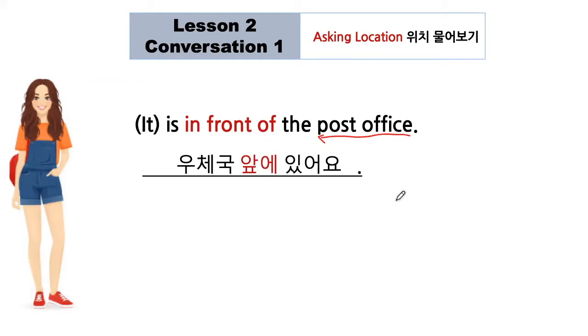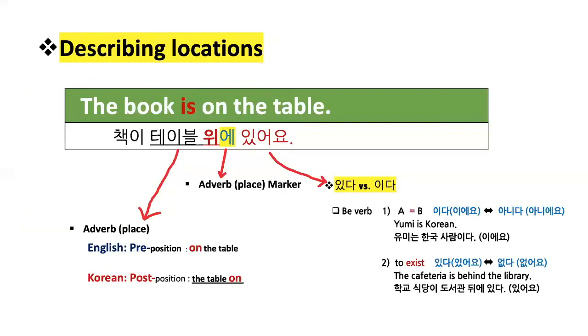Okay. Now let's focus more on some key items here. This conversation is about describing location. Let's take one very simple example. The book is on the table. Let's put this into Korean. Subject, 책, and subject marker 이, and go back to the end of the sentence. Table, on, and then this is an adverb, place information, right? So we put the adverb, place marker 에, and then 있다, exist, 있어요.